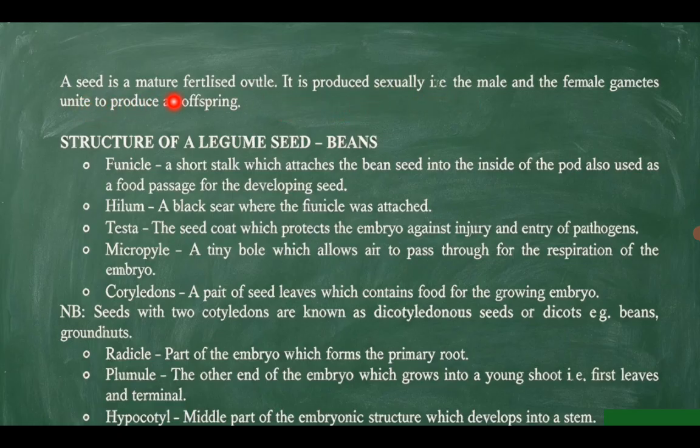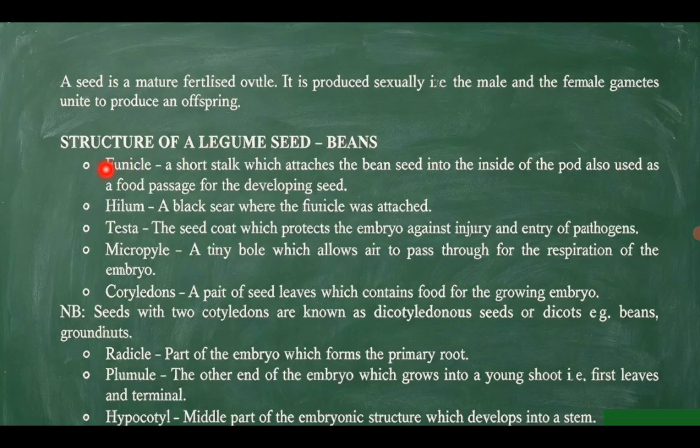So we are saying a seed is a mature fertilized ovule which is produced sexually, meaning that there is union of male and female gametes in the process. So seeds like bean seeds, groundnut seeds, maize seeds, all those are produced by a method called sexual reproduction, also called sexual propagation. It involves the fusion of male and female gametes. Remember that gametes are cells, sex cells, but with respect to plants. All right.